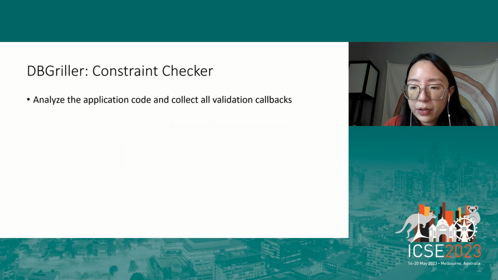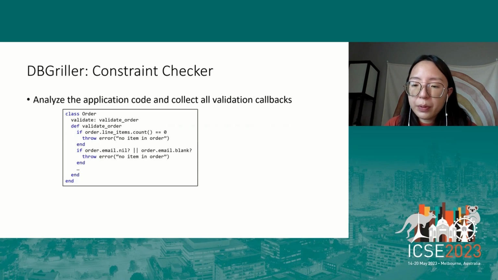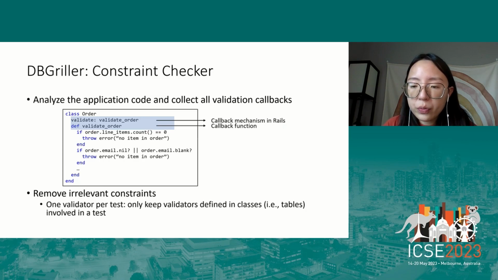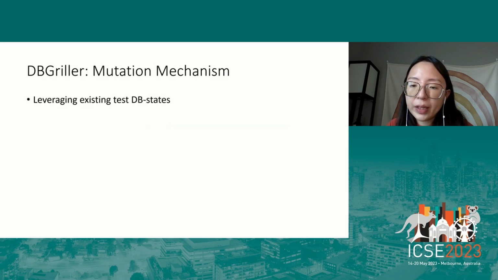We first look at the constraint checker. Applications are built with ORM frameworks like Ruby on Rails, and they often use callback mechanisms to validate the data. So DB Griller simply collects all the validation callbacks and rewrites them into a constraint checker. It includes an optimization to remove irrelevant constraints to make the constraint checking more efficient while retaining more useful states.